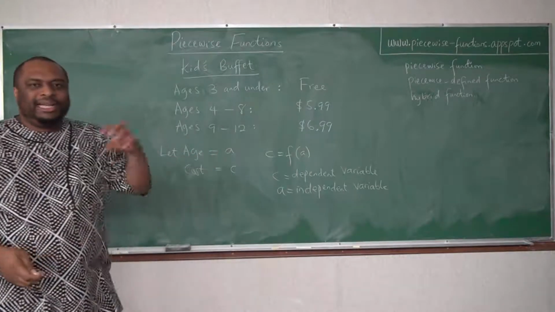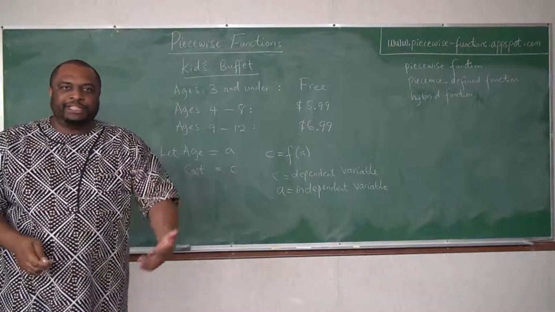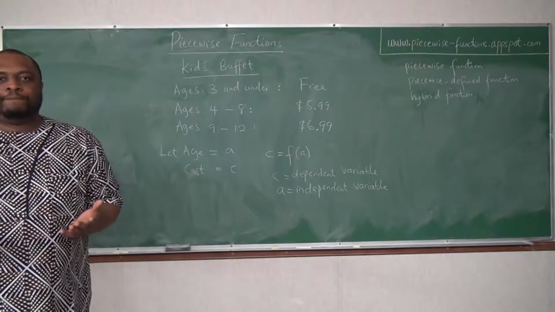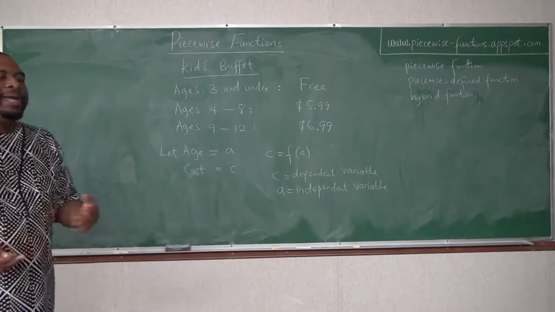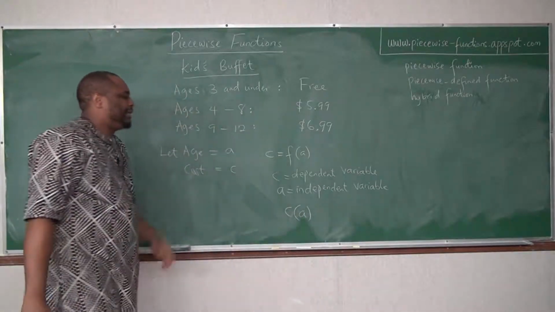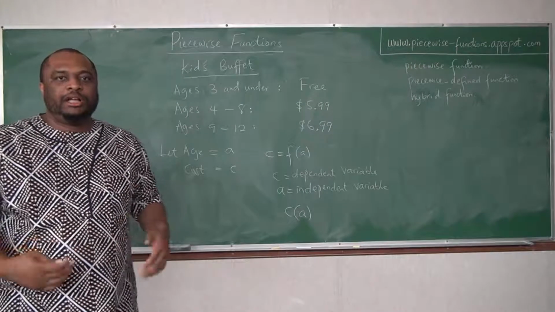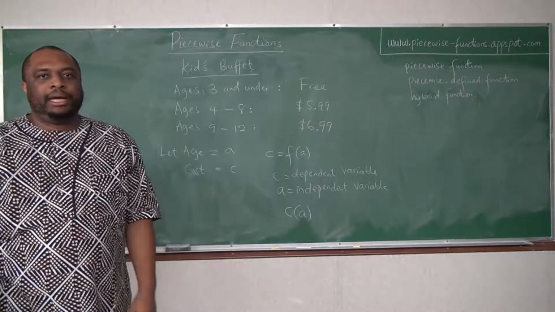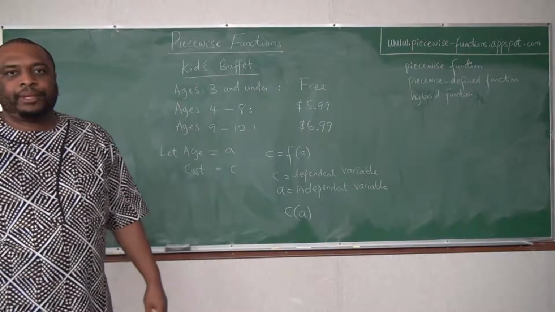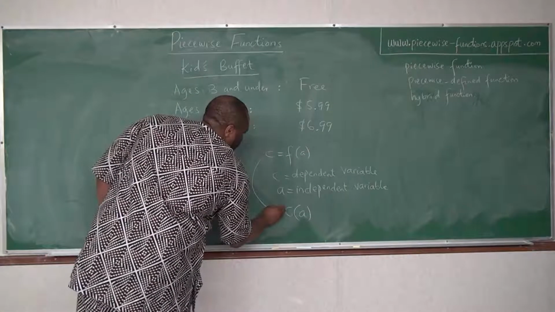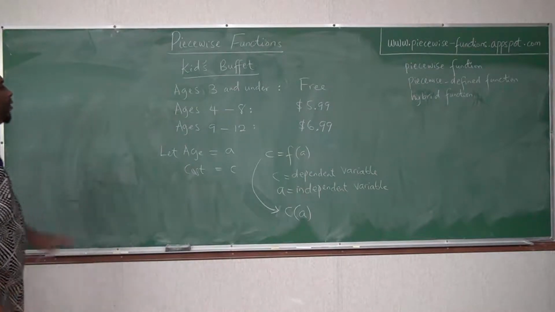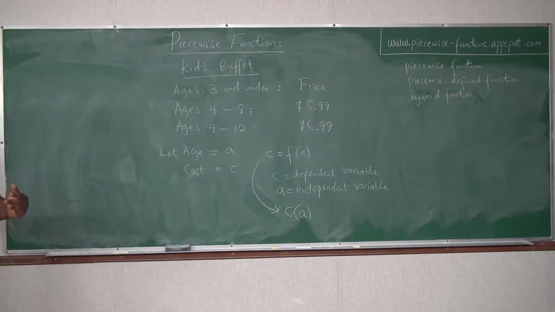Because the cost depends on the age of the child. So that means that C is a function of A. We can simply write C of A. We pronounce it as C of A, cost of the age. Okay, cost as a function of the age. You can just write it as this, C of A. That's what it means. Alright, so once we have this, then we can now write the piecewise function.